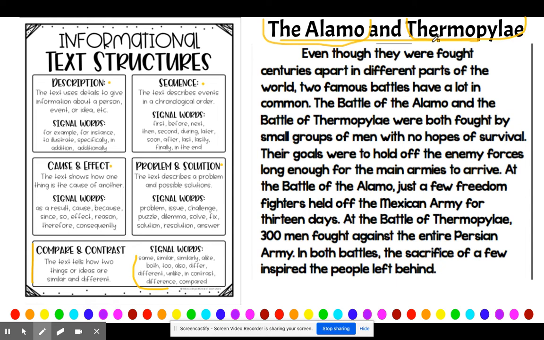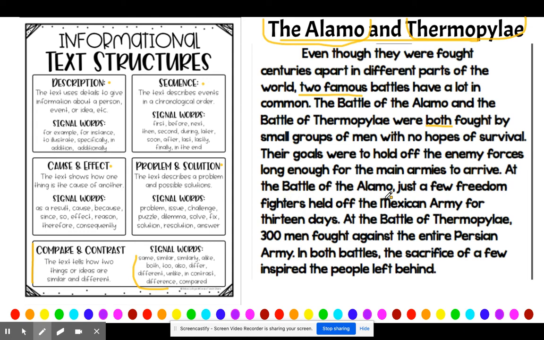All right, here we go. We're going to read it. And as we read, we're looking for any of those signal words. "Even though they were fought centuries apart in different parts of the world, 2 famous battles have a lot in common." I'm underlining that word 2 just because it's telling me that there's 2 different things happening here, and that's a good hint.